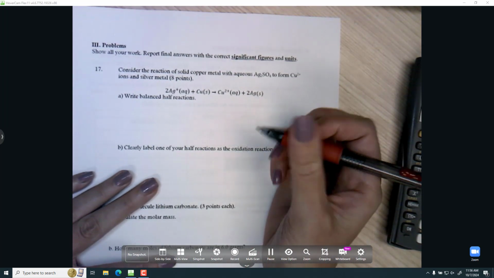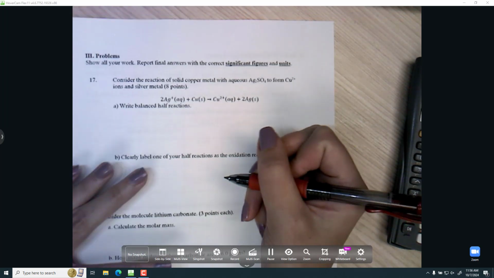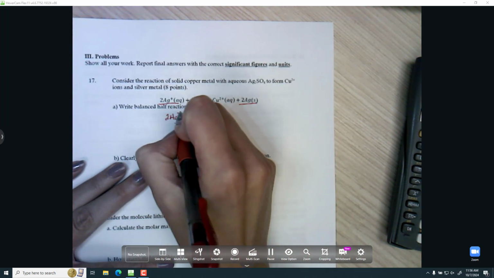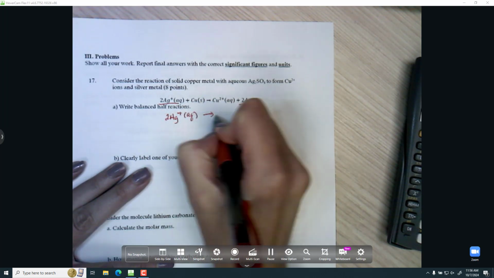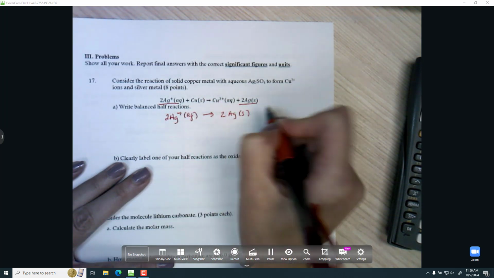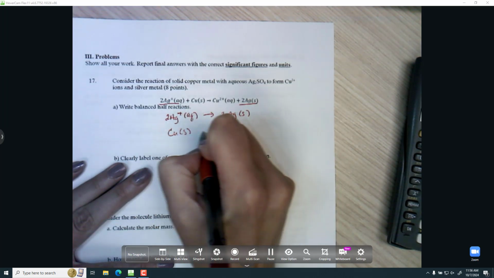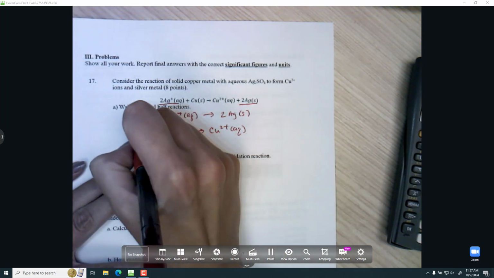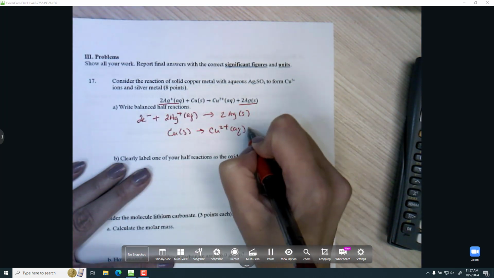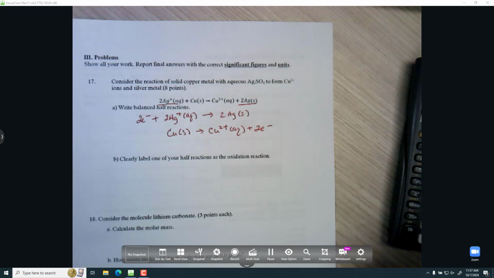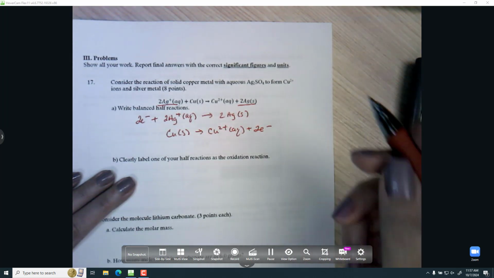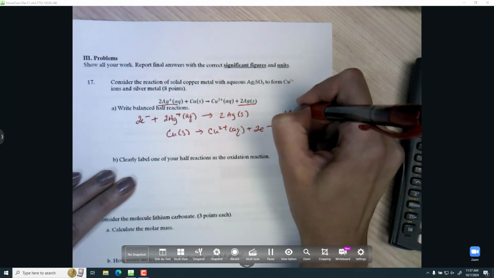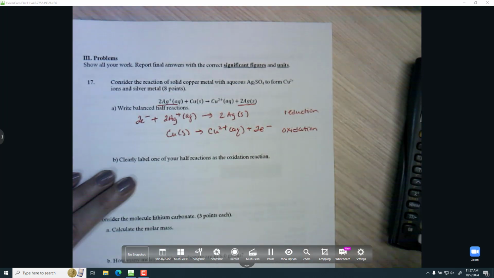For half reactions, remember I want them to be able to be balanced, which means 1 element per half reaction. So silver in one, copper in the other, and then keep everything on the correct side of the arrow. So if it was on the left, it stays on the left. Then I need electrons, and I want the overall charge to be equal. So the first one has a 2+ on the left and a 0 on the right. So I need 2 electrons to make it 0 on the left. And on the bottom one, it's 0 and 2+. So I put 2 electrons on the right to make it 0.